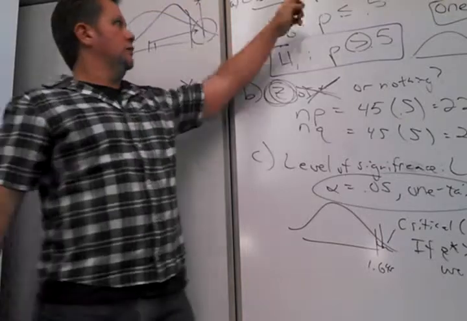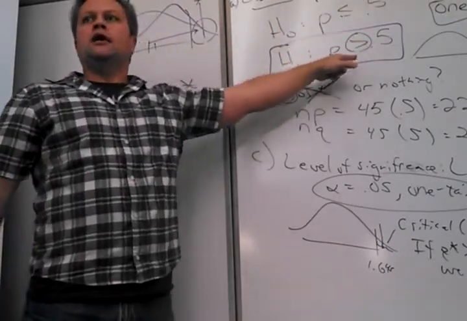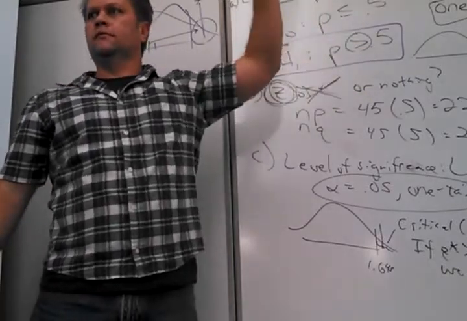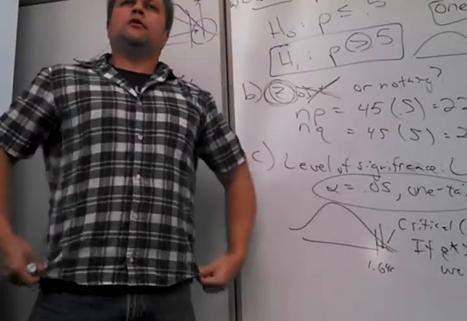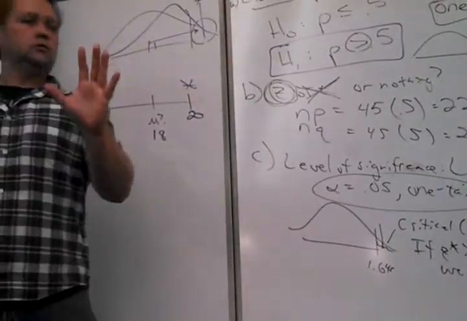Okay, so there's a claim that it's at most this. I'm trying to show evidence that it's greater than that. If I can't show evidence that it's greater than that, then I fail to reject this. And the wording is important. I don't want to say, well, it looks like it's right. No, I just happen to fail to reject it.